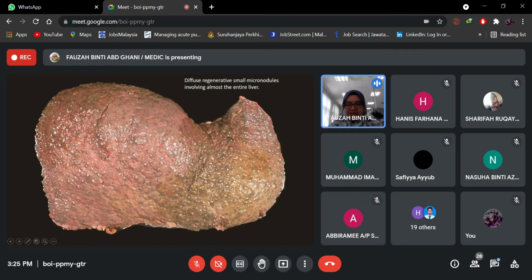Basically, as Abirami has pointed out, all these are micronodules involving almost the entire liver, and they are regenerative nodules. Regenerative actually refers more to the microscopic image, but we can also say that these micronodules are due to a regenerative process, otherwise the liver would have been smooth. Because of the regenerative process, these micronodules develop, involving the entire liver. I mentioned macro and micronodules, and the slightly greenish discoloration is due to the accumulation of bile.